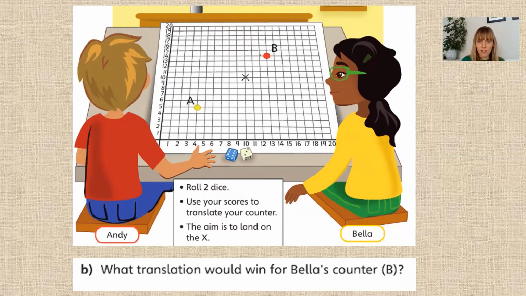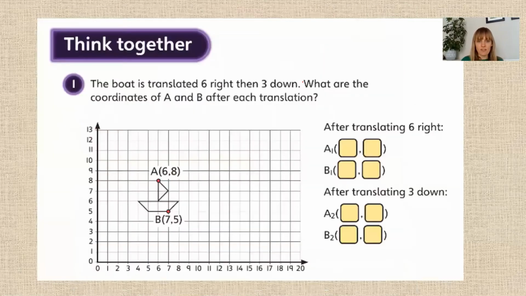So let's have a look. She's going to want to go 1, 2, 3 left. So it's a bit of a squiggly line. So I think she's going to want to go 3 left. And how many down? 1, 2, 3, 4. And if she went 4 down, she would win. She'd get X marks the spot. So she would need 3 left and 4 down. Remember that we wouldn't go 4 down and 3 left. We always go across first.